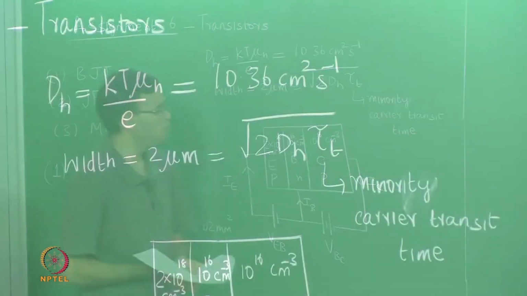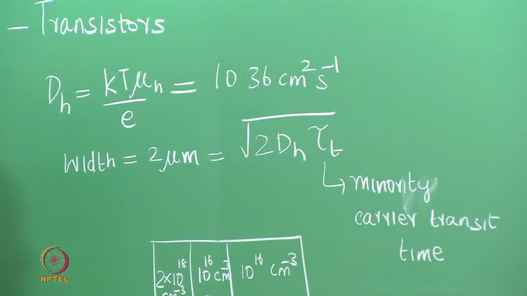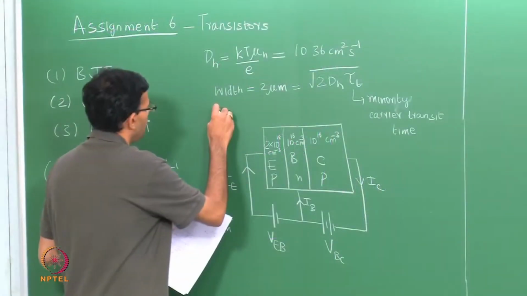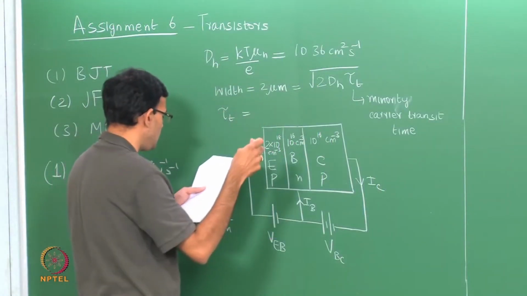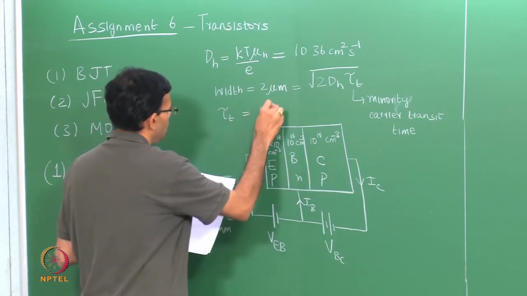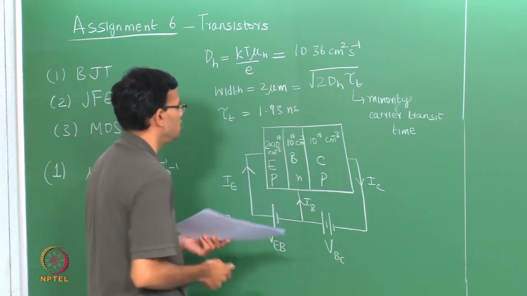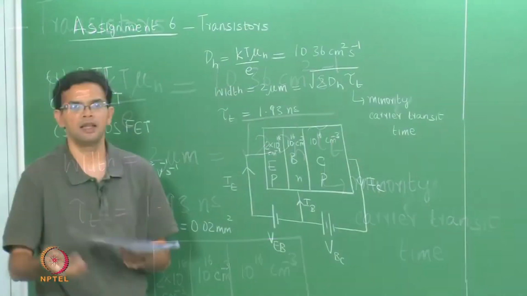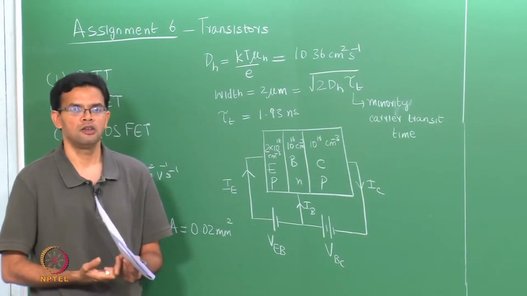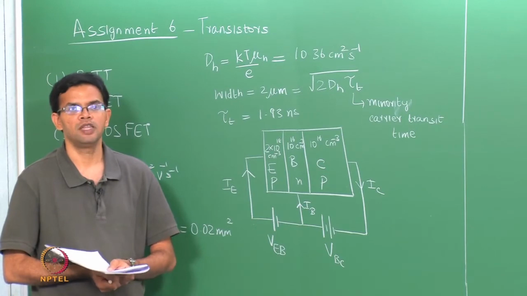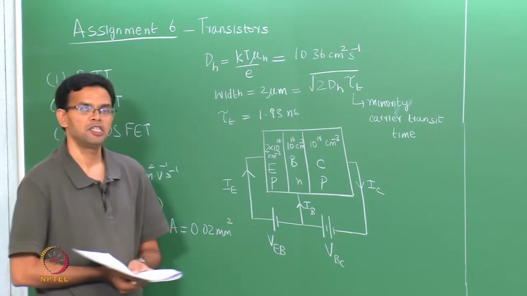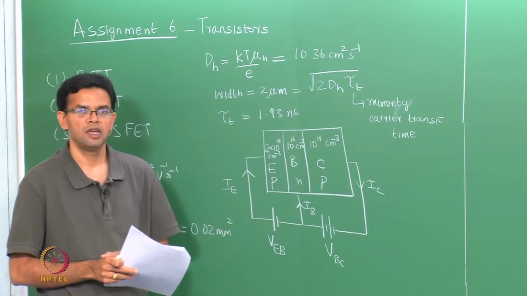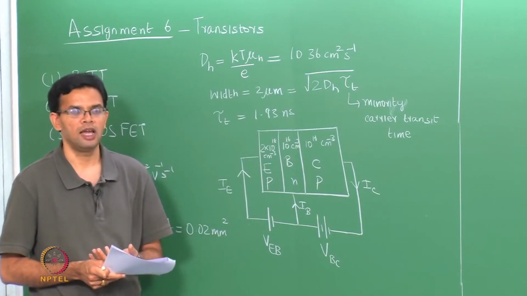So, the width is known, the value of dH we just calculated. So, we only need the value of tau t. So, the transit time is essentially 1.93 nanoseconds. So, within 1.93 nanoseconds your holes essentially sweep through the base and move from the emitter to the collector. Some of these holes will recombine in the base along with the electrons, and this recombination depends upon the transit time, and it also depends upon the hole lifetime.